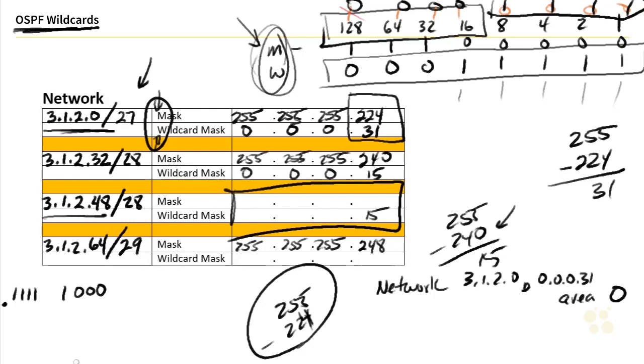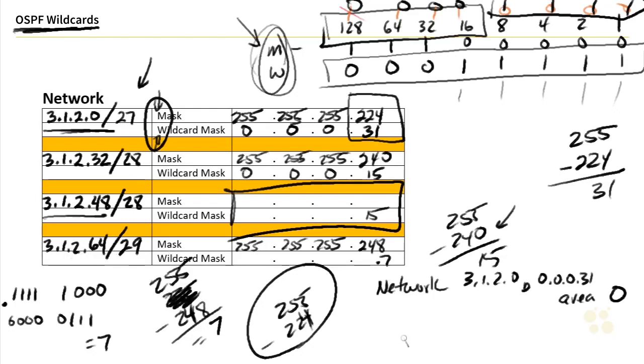And so what we could do here is flip all these bits, 0, 0, 0, 0, 0, 1, 1, 1, and that equals 4 plus 2 plus 1 equals 7, which is great. So our network statement for this guy would be network 3.1.2.64. That's the network. Then our wildcard mask would be 0.0.0.7, and that would include it in the network.